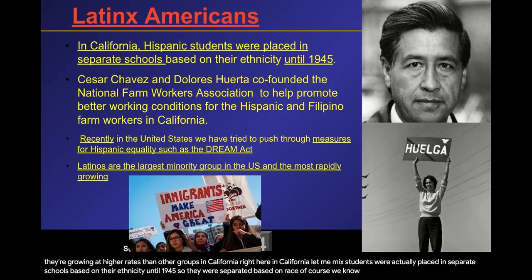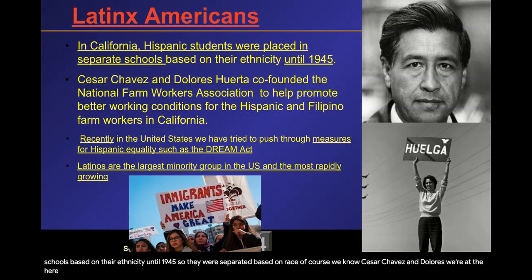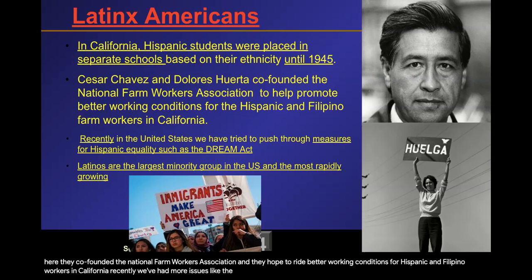Of course, we know Cesar Chavez and Dolores Huerta here. They co-founded the National Farm Workers Association and they helped provide better working conditions for Hispanic and Filipino workers in California. Recently, we've had more issues like the DREAM Act that have fought for equality for people who have immigrated here to the United States.